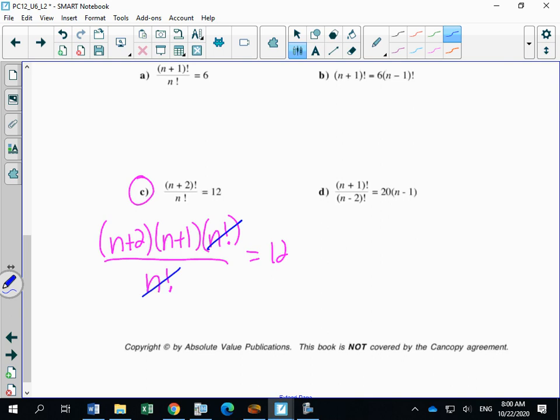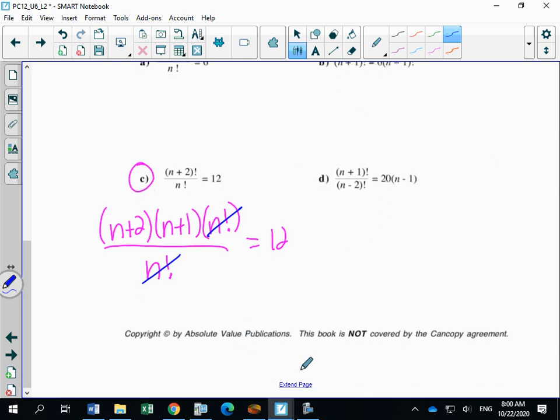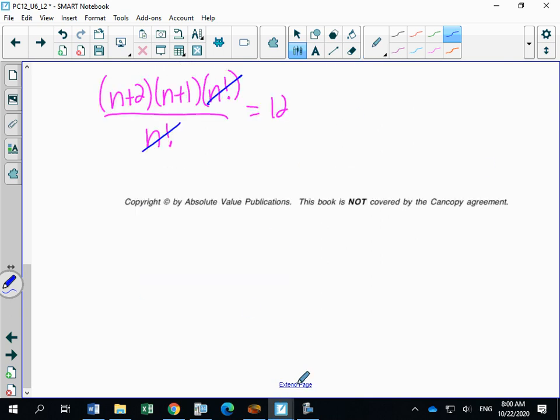n factorial over n factorial will cancel. And then you're going to have your quadratic. So n plus 2, n plus 1 is equal to 12. From here, expand, bring the 12 over, and you're going to factor that.